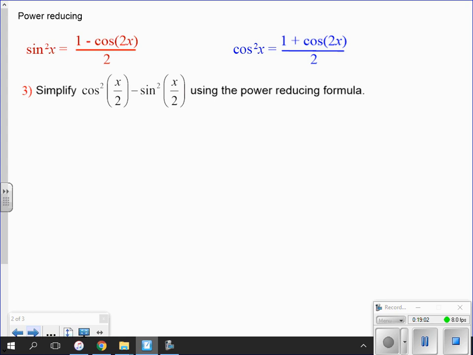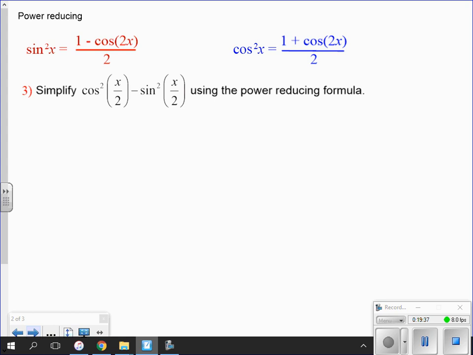So the question is, simplify the cosine squared of x over 2 minus sine squared of x over 2 using the power reducing formula. Okay, easy enough. Plug the formula in. Take x in the formulas and replace them with x over 2. That's your first step.